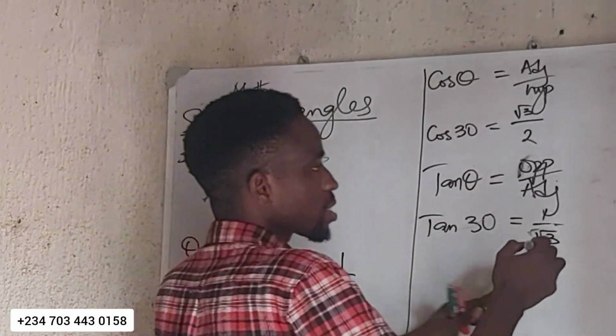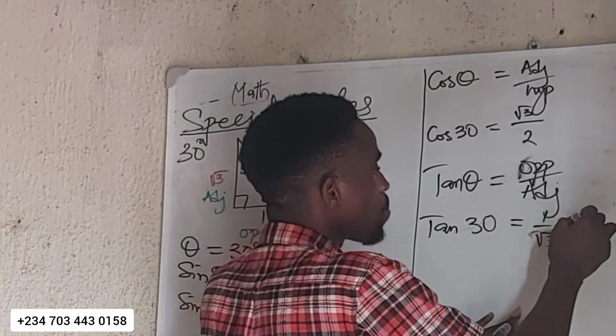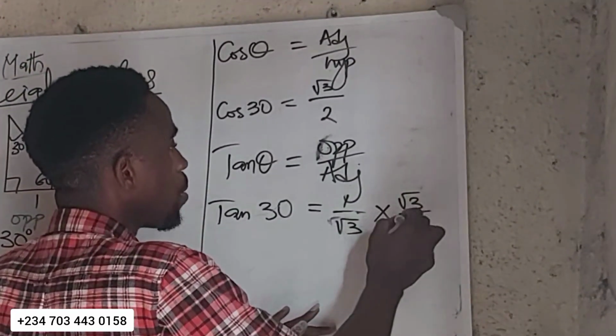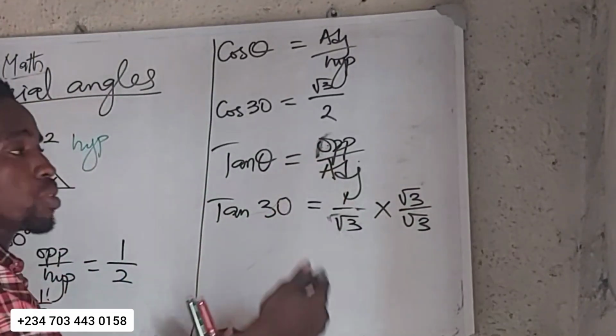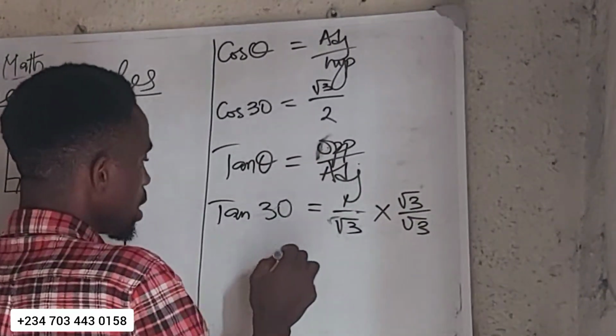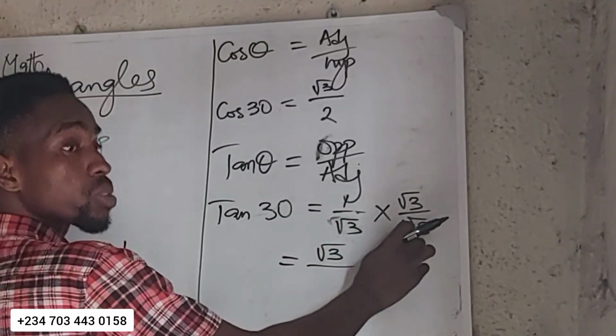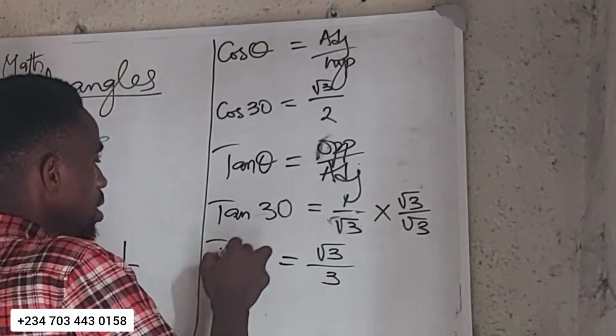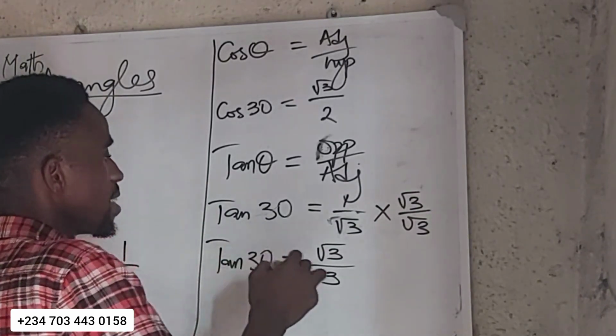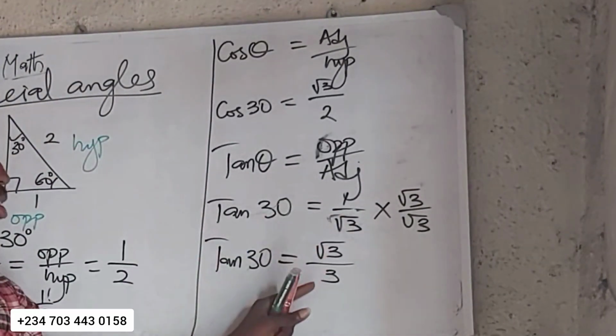To rationalize, we rationalize with root 3. So we are multiplying both numerator and denominator by root 3. 1 times root 3 is root 3, and root 3 times root 3 is 3. So tan 30 is root 3 upon 3.